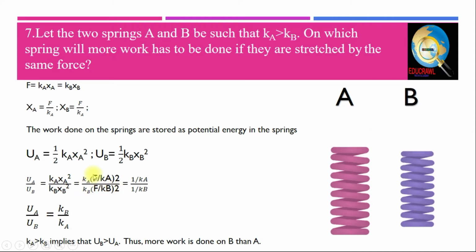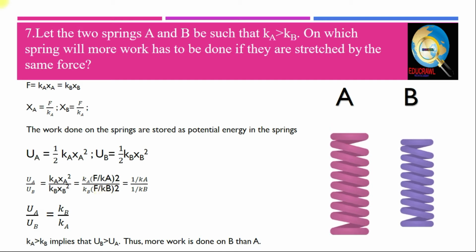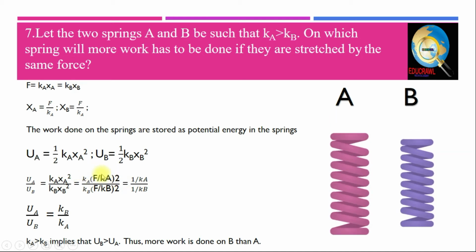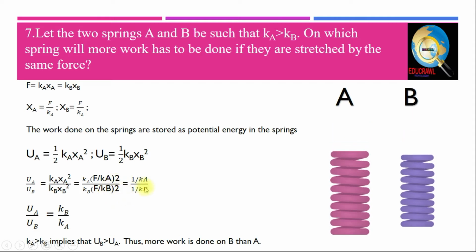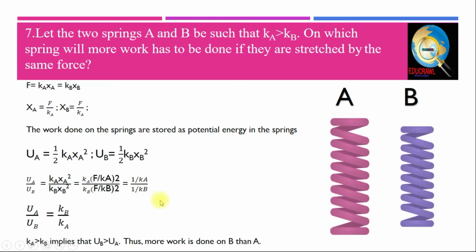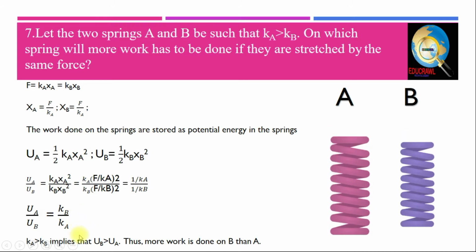F is common in the numerator and denominator, so you can cancel the F squared. Similarly, Ka is in the numerator and you have 1 by Ka squared. So simplifying the numerator and denominator in the same way, you get the answer as 1 by Ka divided by 1 by Kb. So when you take it to the numerator, you have UA by UB is equal to Kb by Ka.